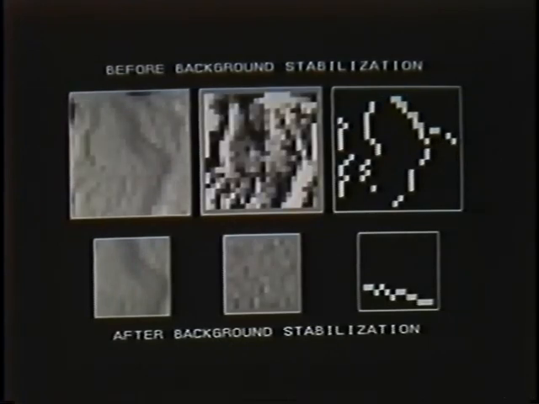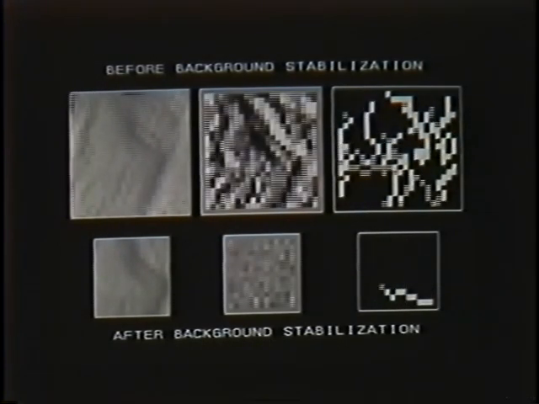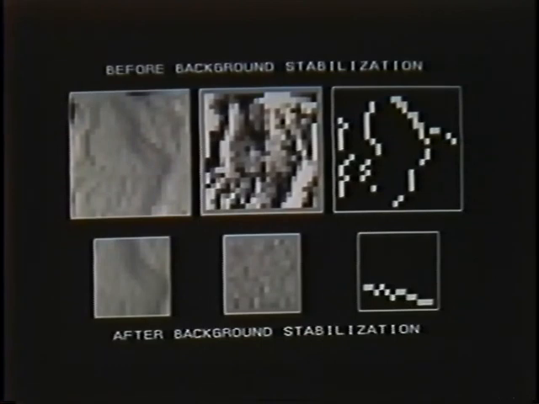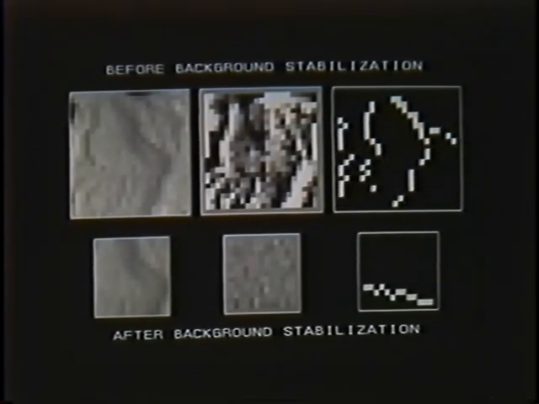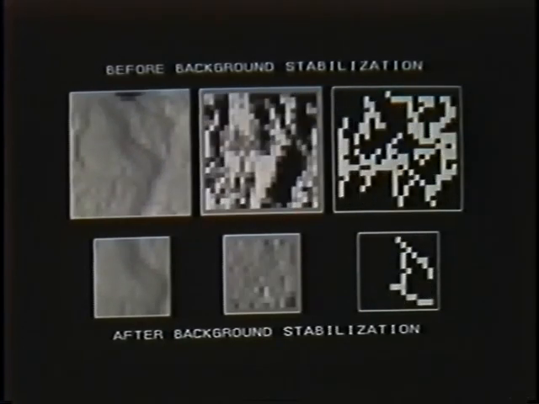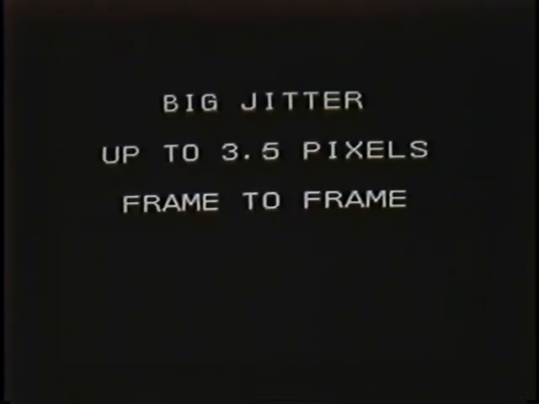Before we finish, let's quickly look at 5 typical types of data sequences where targets were undetectable using conventional detection methods, but were successfully detected after background stabilization. We will first look at another sequence of big jitter.